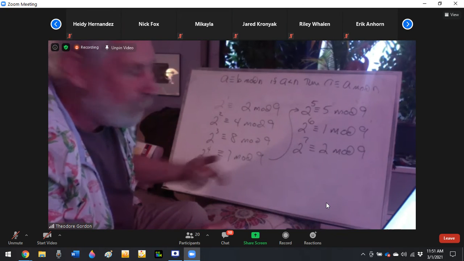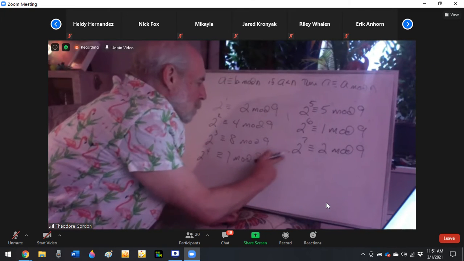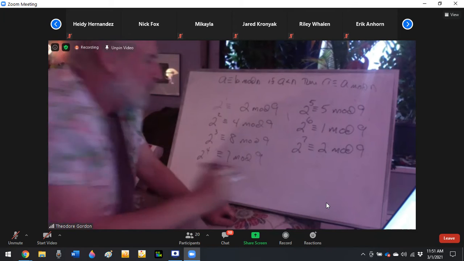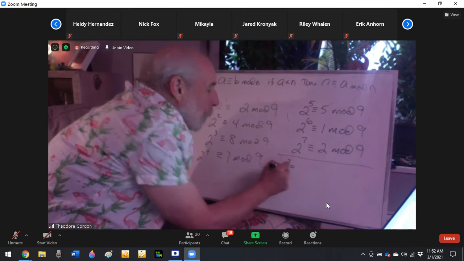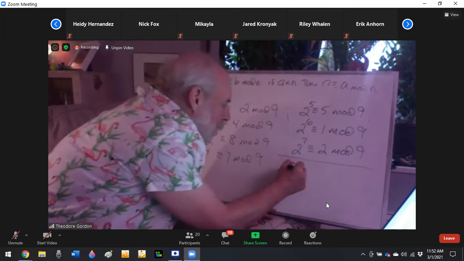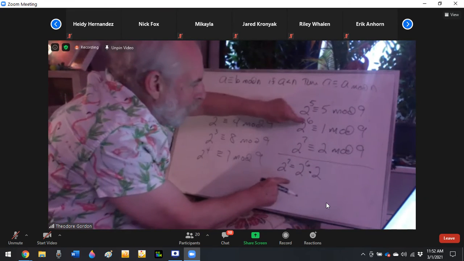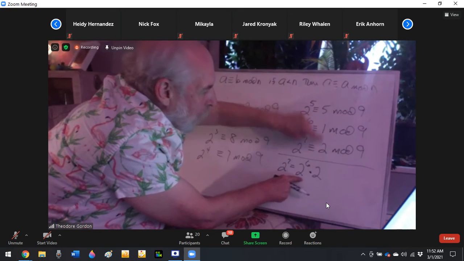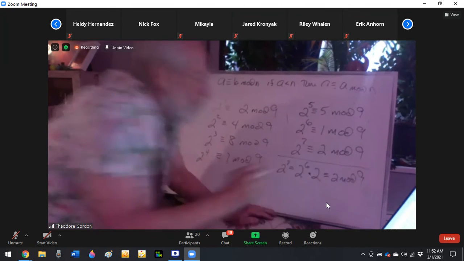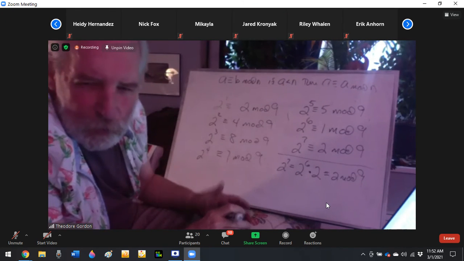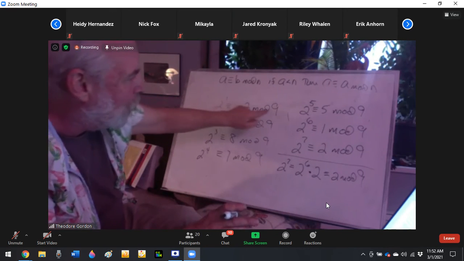So exponentiation also is cyclical here, because think about it this way. 2 to the 7th is equal to 2 to the 6th times 2. But in mod 9, 2 to the 6th is 1, and 1 times 2 is 2. So by breaking up exponents, I can reduce things back down. So even with x, I'm taking the same element from mod 9.